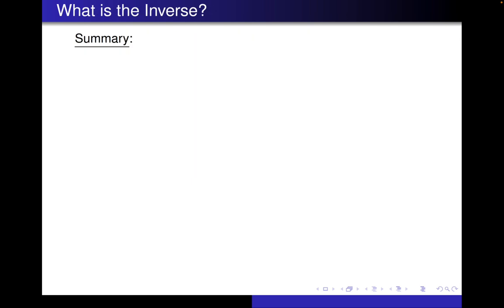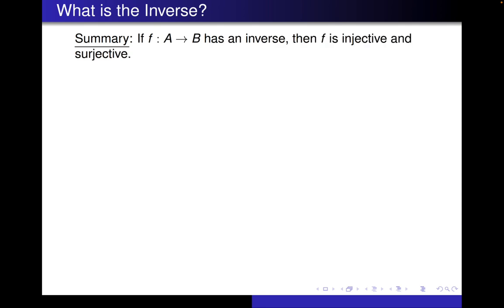So if we want to summarize these two lines of thought, if f from A to B has an inverse, then f is both injective and surjective.